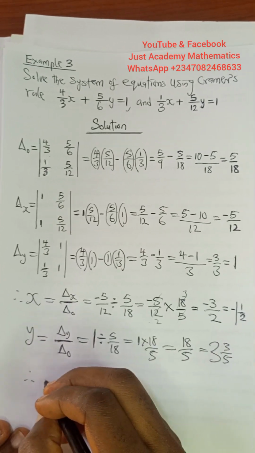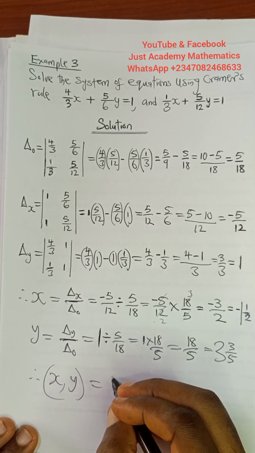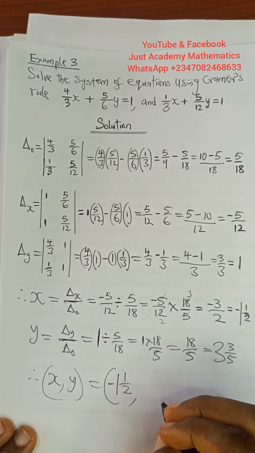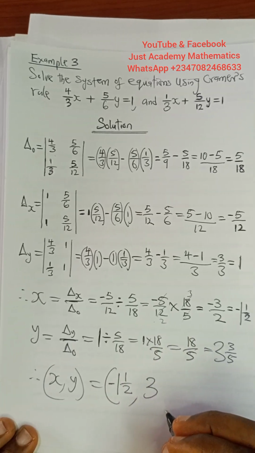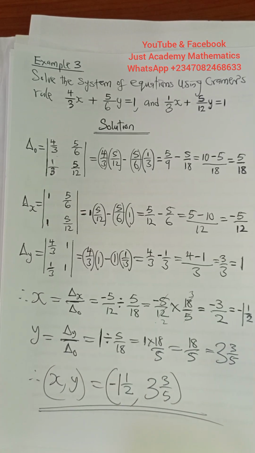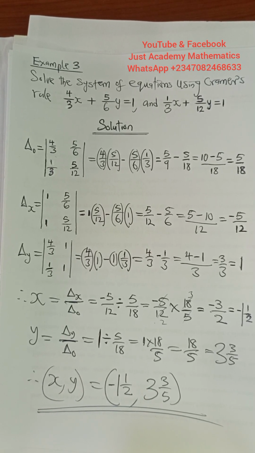So we conclude that after solving the equation for x, followed by y, what is the value of x? Minus 1 whole number, 1 over 2. What is the value of y? 3 whole number, 3 over 5. This is how to solve Cramer's rule using 2 by 2 matrix. In our next class, I'm going to be showing you the one of 3 variables, x, y, z. Don't miss that class. Thank you.